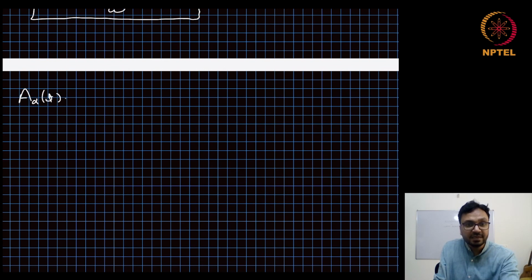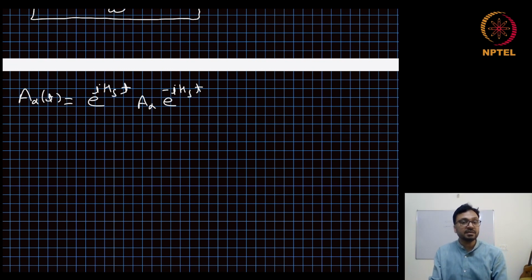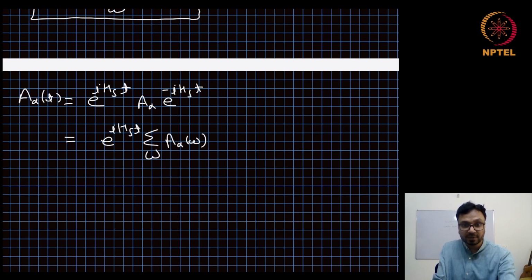Now A alpha of t, which is exponential of i HS t, A alpha, exponential of minus i HS t. The A alpha of t was the system operator in the interaction picture, and by definition it is given by exponential of i HS t, A alpha, exponential of minus i HS t. This can be written as exponential of i HS t, sum over omega of A alpha of omega, exponential of minus i HS t. The summation can be taken out: sum over omega of exponential of i HS t, A alpha of omega, exponential of minus i HS t.